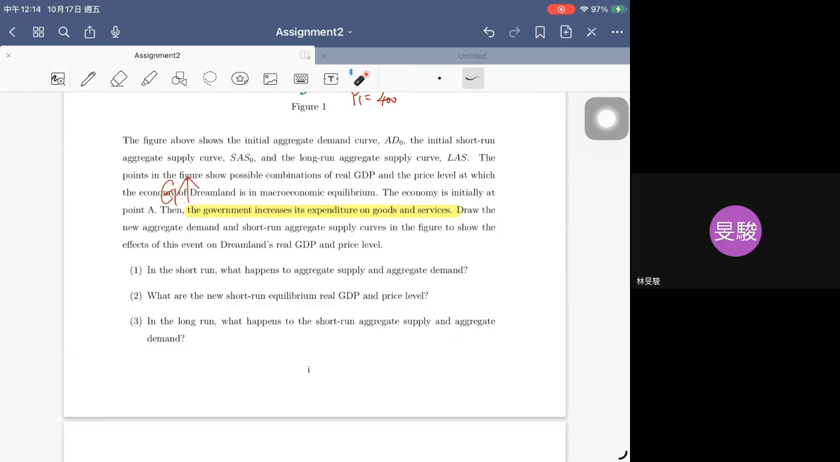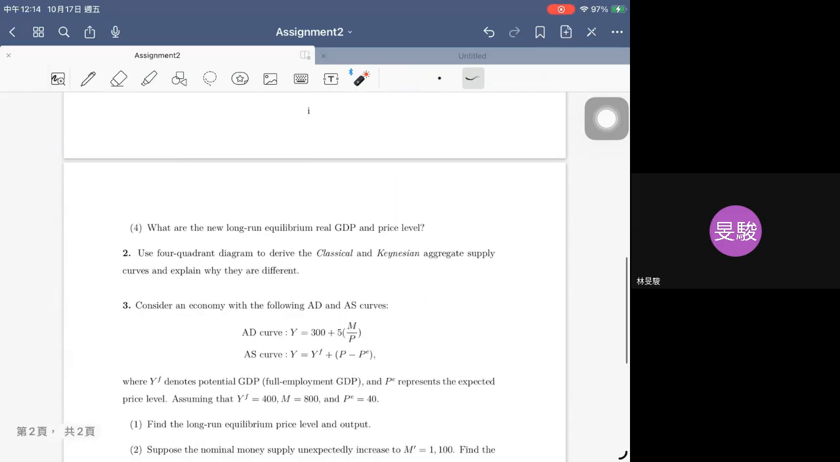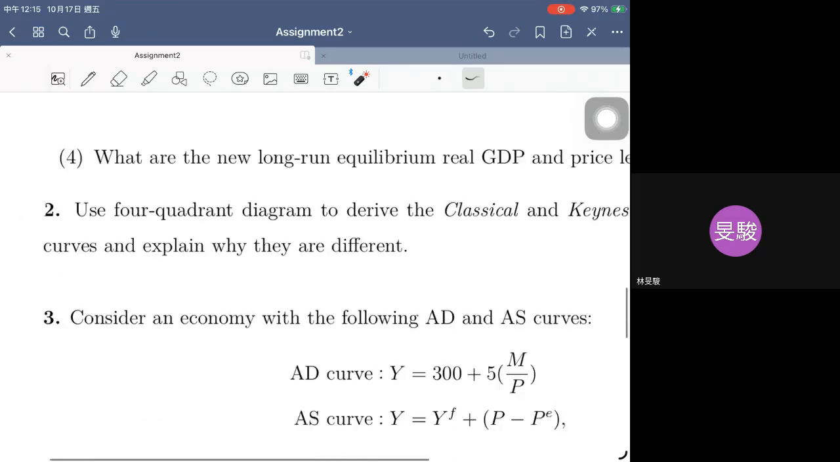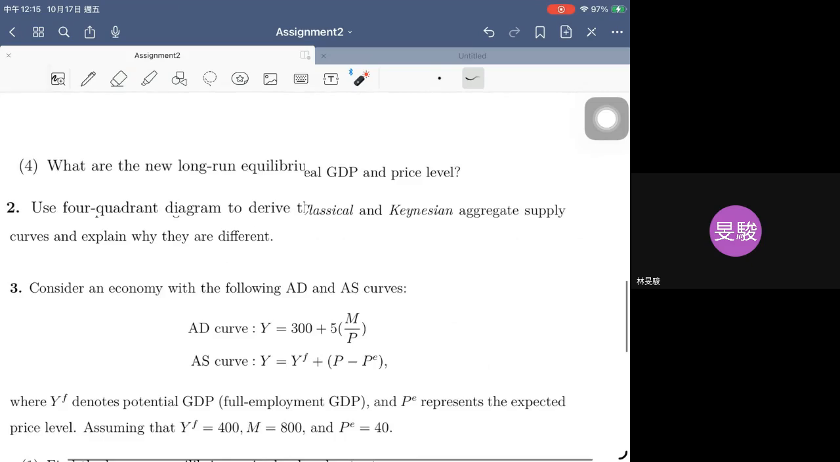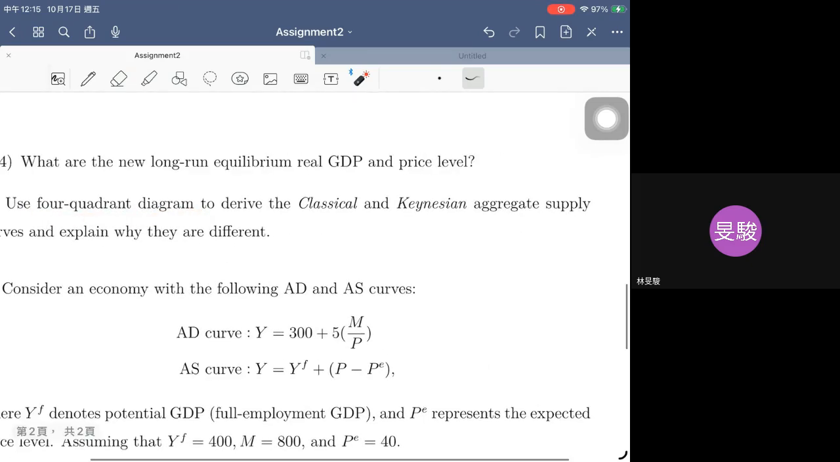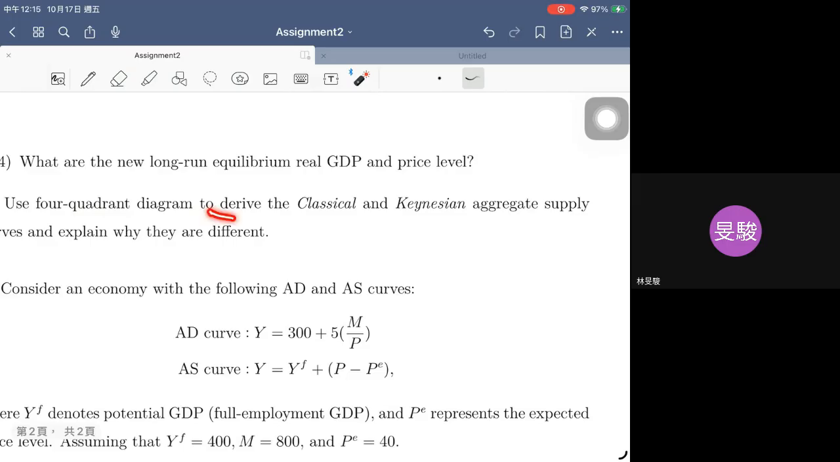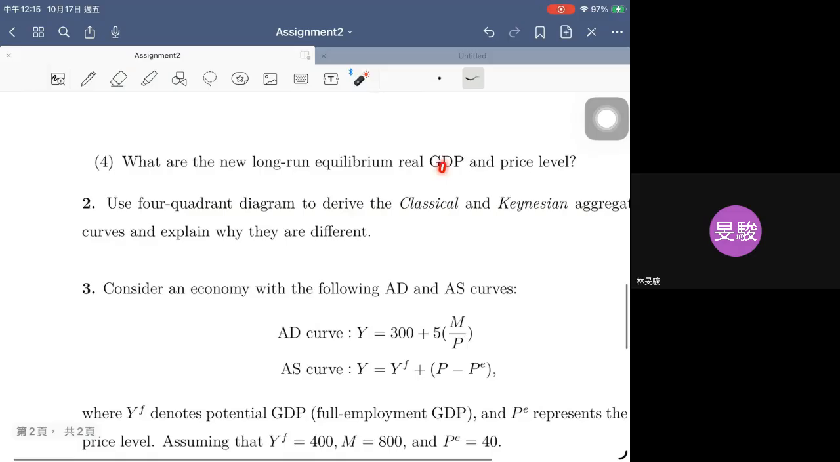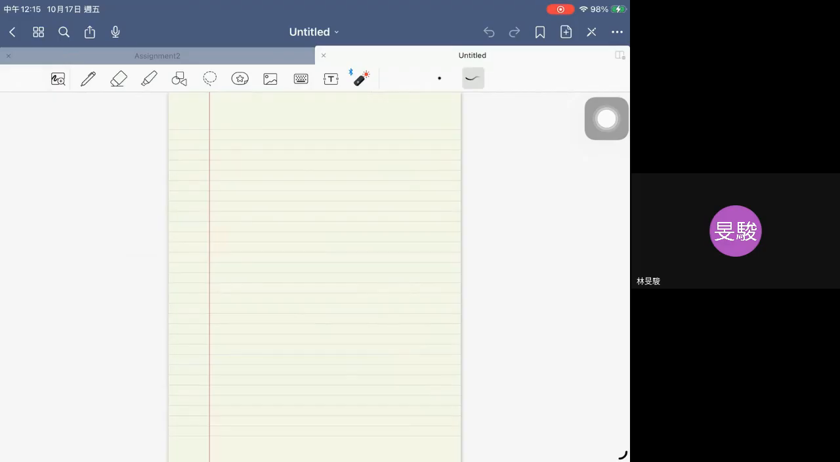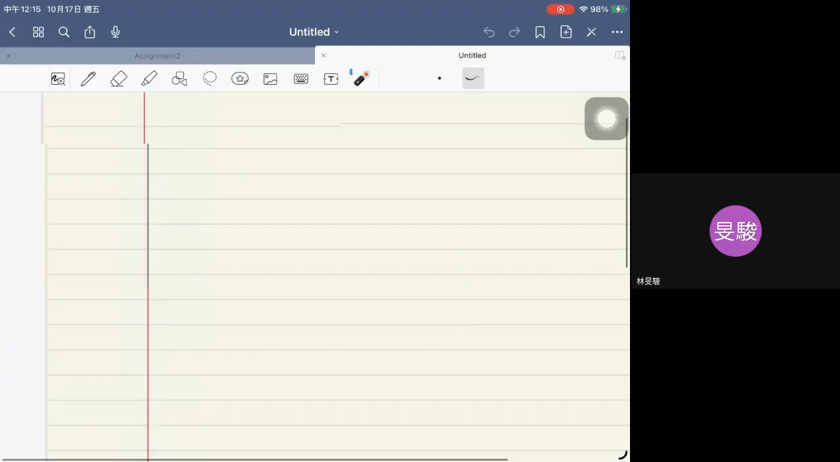Okay, so let's look at question number 2. The question says: use a diagram to derive the classical and Keynesian aggregate supply, and explain why they are different. Before I begin explaining this question, let me draw a picture first.